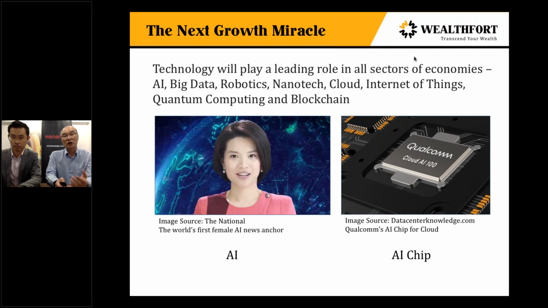Qualcomm has their own AI chip for cloud, and NVIDIA also has their own artificial intelligence section, which are developing those chips as well.